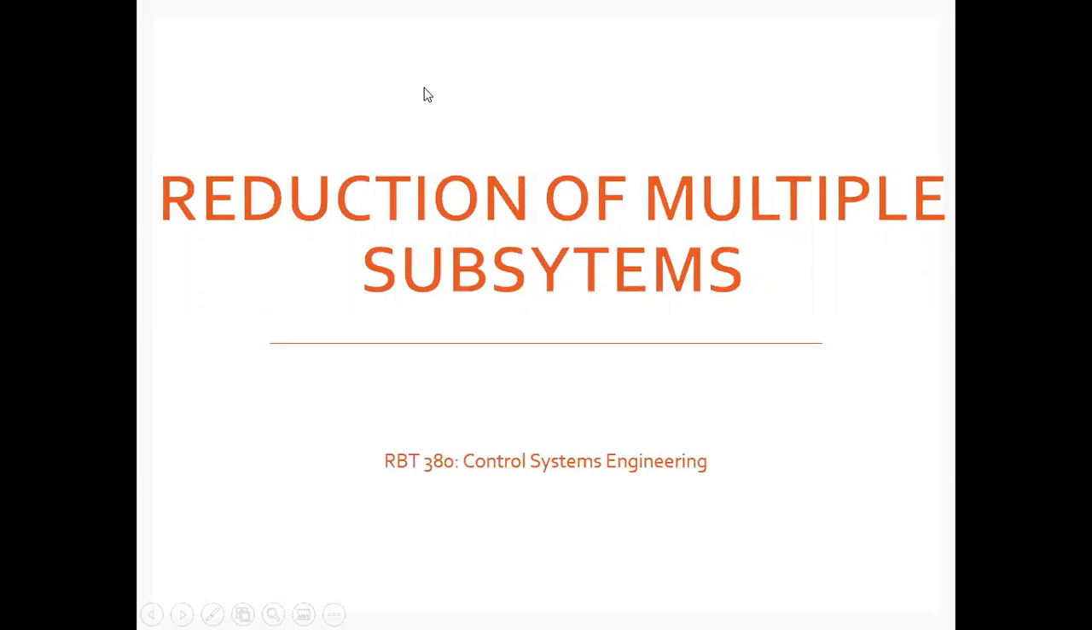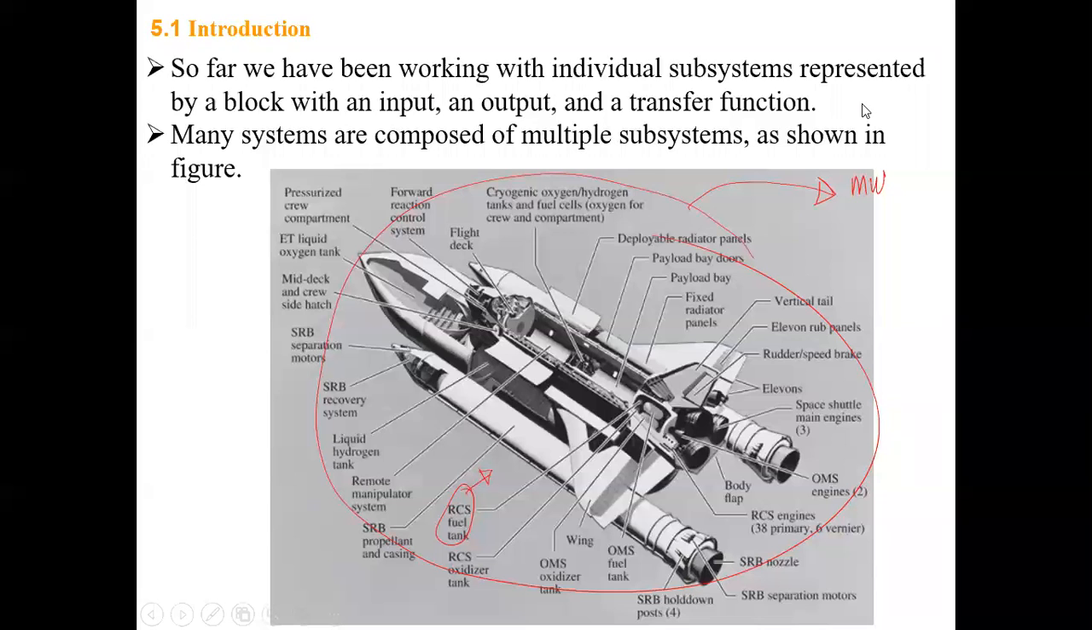Let's finalize then. So we have to reduce your multiple systems to a so-called equivalent system. Okay, all right. This is the goal. This is what we do in chapter 5.